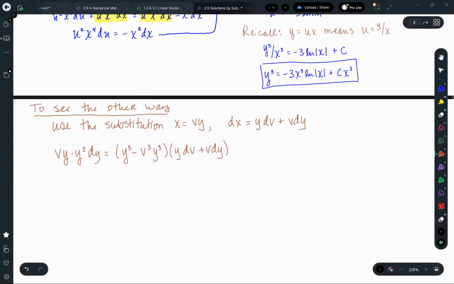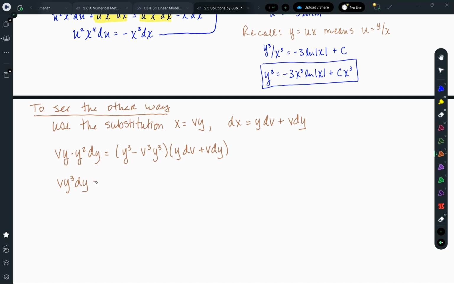Okay, I need to do cleanup. I need to FOIL as well. On the right-hand side, we have a binomial times a binomial, and there are differentials. It's kind of a mess, so I'm just going to go slowly. I'm going to show myself all my steps so I don't mess it up. On the left-hand side, I have vy cubed dy.